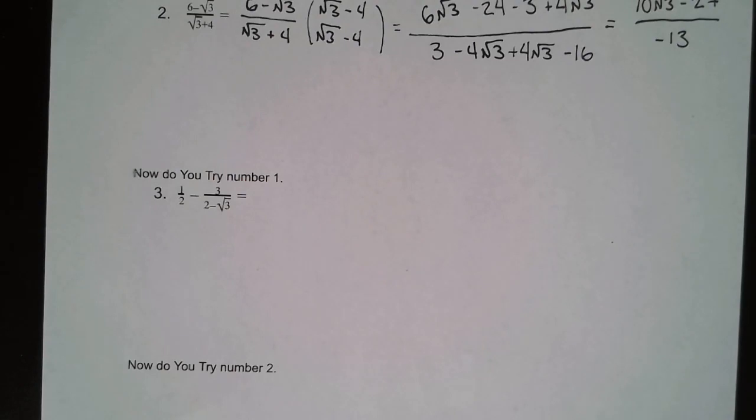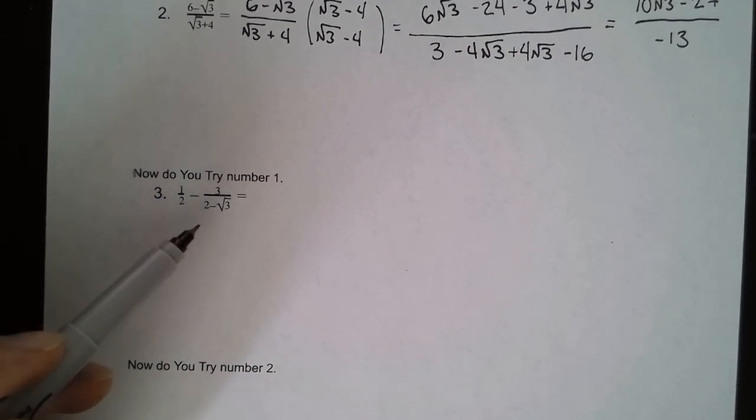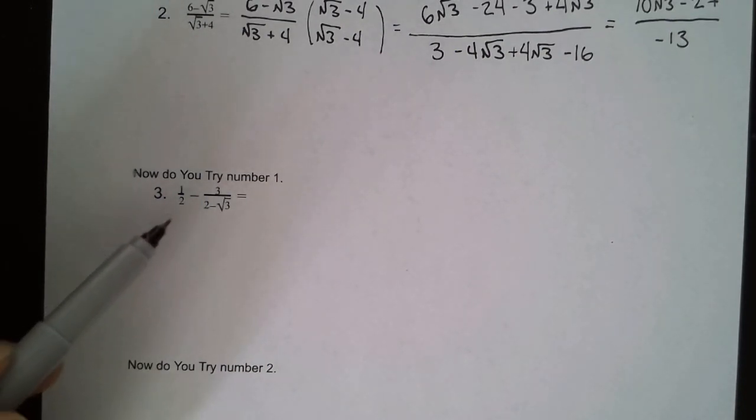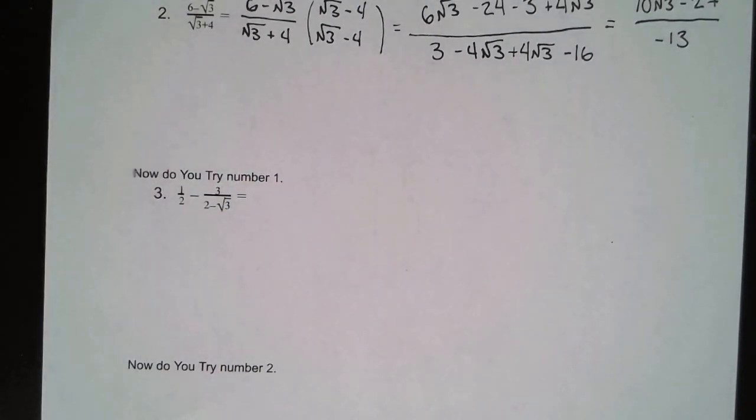So this example is a little more complex because the first thing we need to do is to combine these two fractions into one common fraction. So to do that, we need to get a common denominator. So right now we have a 2 over here and a 2 minus root 3 over here. So it doesn't look like they have any common factors already. So that means I need to multiply this fraction by 2 minus root 3 over 2 minus root 3, and then this fraction by 2 over 2, like we did before in previous lessons. So I'm going to do that now.